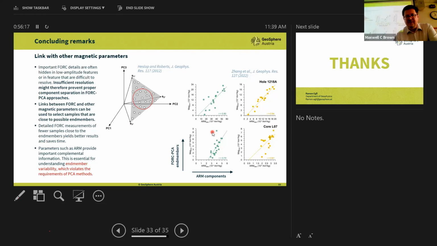And you see here two examples where the component analysis done on ARM curves on the horizontal axis is compared with FORC PCA results on the vertical axis. The top one is a beautiful example where this works one-to-one. Okay, and you arrive at the same conclusion using completely different physics. So you can be quite sure that the interpretation is correct. But there is another example here, another core of marine sediments, where there is a disagreement between the two cases. So I think one should never forget to include other types of measurements when you're doing FORC diagrams.